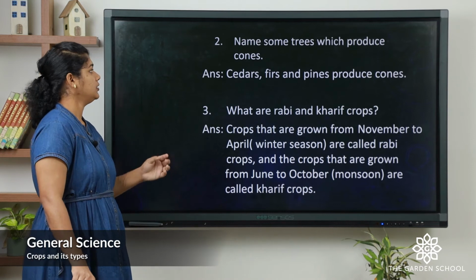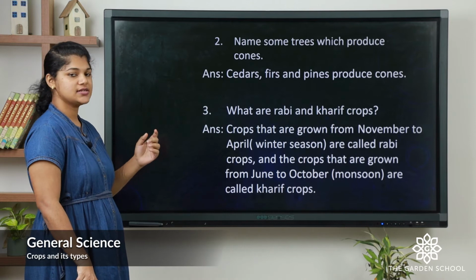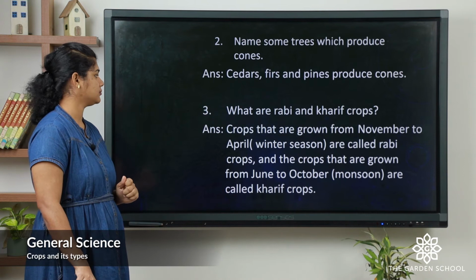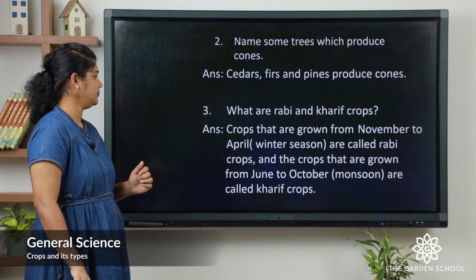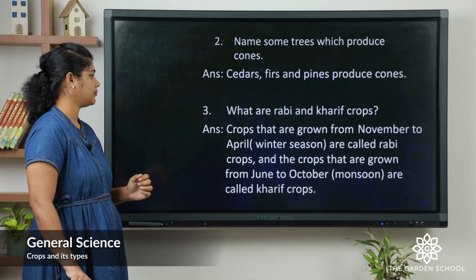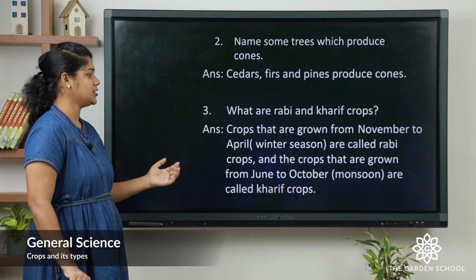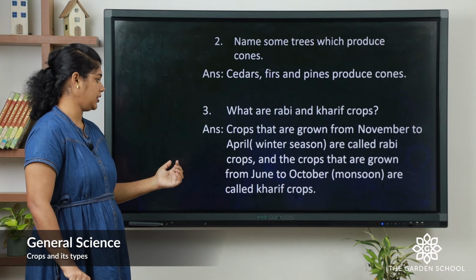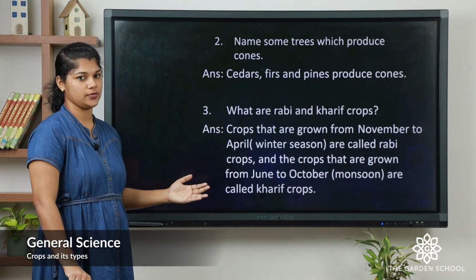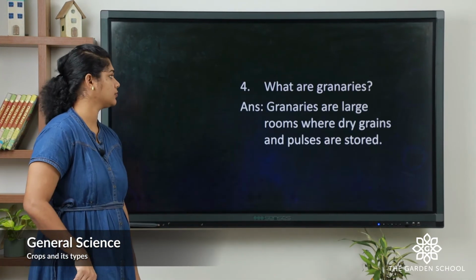Second one, name some trees which produce cones. Cedars, firs and pines produce cones. Third question, what are rabi and kharif crops? Crops that are grown from November to April, that is winter season, are called rabi crops, and the crops that are grown from June to October, that is in the monsoon season, are called kharif crops.